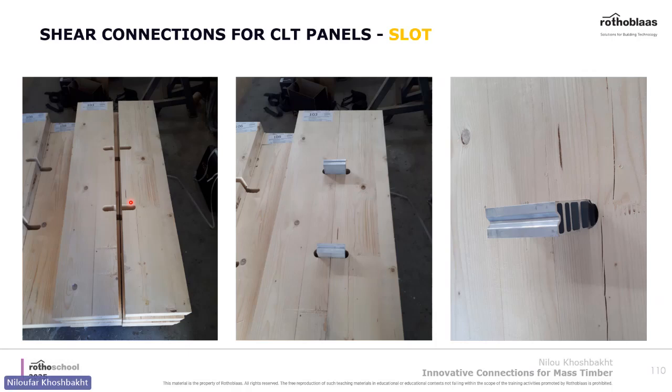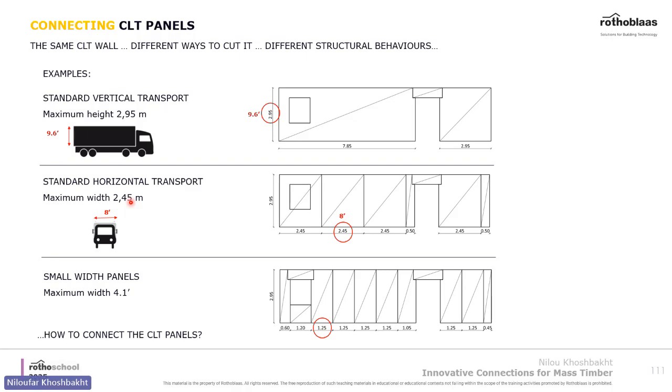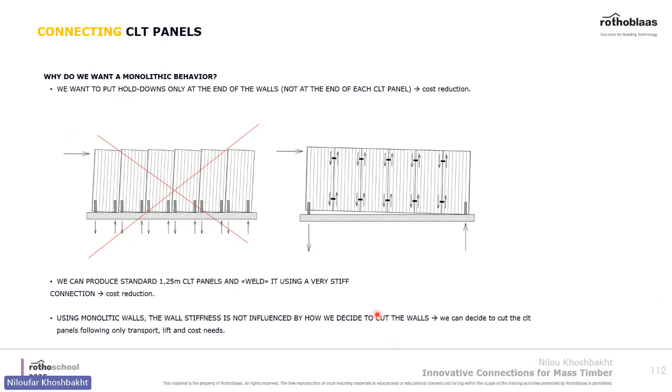So why do we need such a connection? As you see here, the standard truck is approximately 9.6 feet in height and 8 feet in width. So obviously, if you design this CLT wall, you cannot have it in the truck. So it should be cut into components. And when this happens, this panel is not as rigid as this one anymore. So how do we connect those panels?